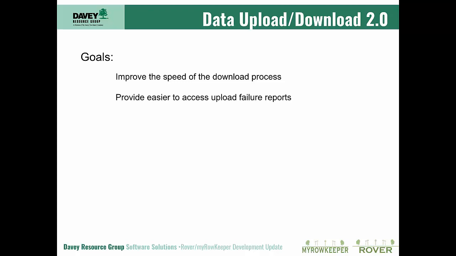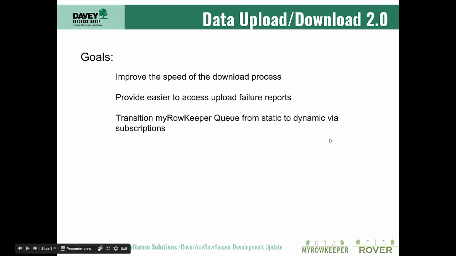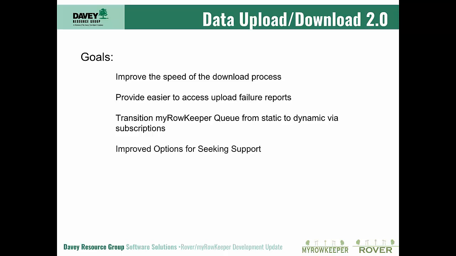We wanted to provide easier to access upload failure reports, so that our users are aware that there are features that aren't uploading for whatever reason, and they can begin to investigate and hopefully make corrections to the record to enable it for upload. We wanted to transition my RowKeeper's queue mechanism from a static list of all features that match the criteria when you define the queue to being dynamic. So instead of saving the results of a query, save the query itself. And then we wanted to also improve our options for our users to be able to seek support.